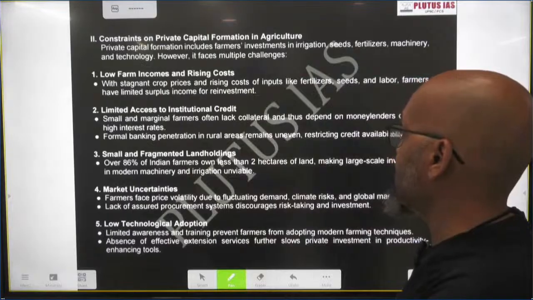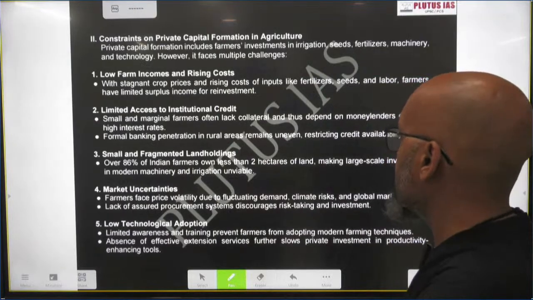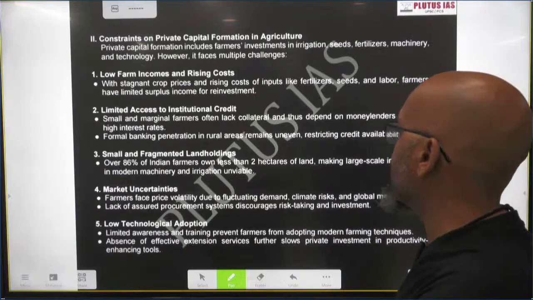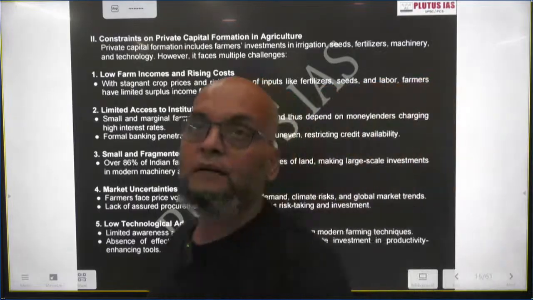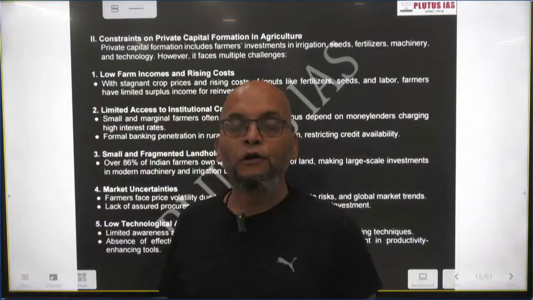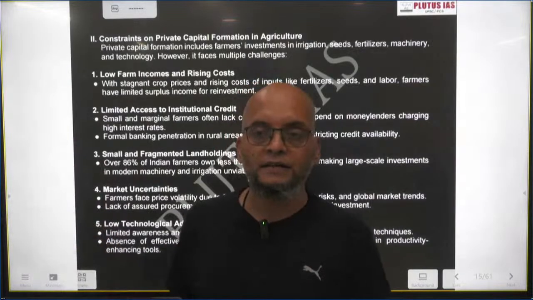Limited access to institutional credit. Small and marginal farmers often lack collateral and thus depend on money lenders charging high interest rates. Small farmers do not have collateral to mortgage and get a loan from a banking institution or any other financial institution. So rather, they will take loans from money lenders.